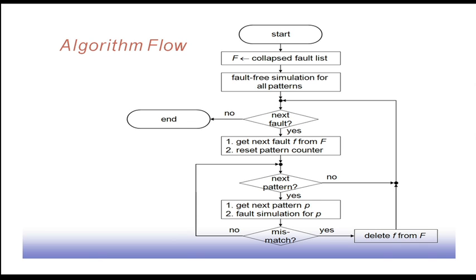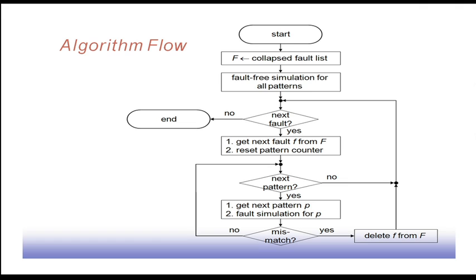fault we have got one pattern that can detect it. So, there is no point in keeping it in the set F, because ultimately we are going to see whether the given test pattern set is covering the collapsed fault list or not. Since this fault f is already detected, there is no point simulating it again for the remaining test patterns. That is why it is deleted from the set F, and then we try with the next fault. So, this way it continues. This is a very simple algorithm, but time consumption is high.